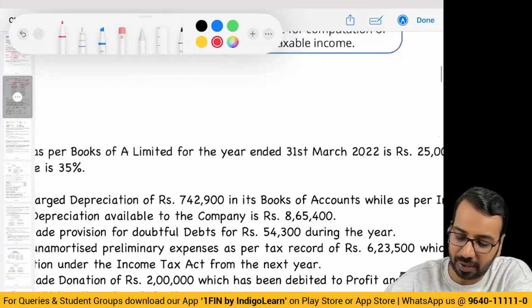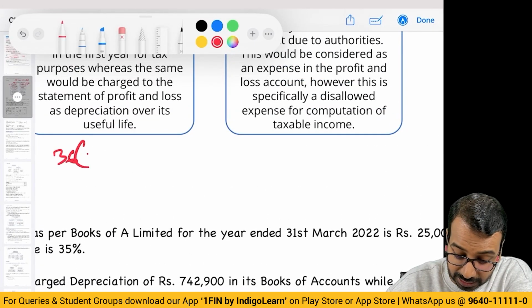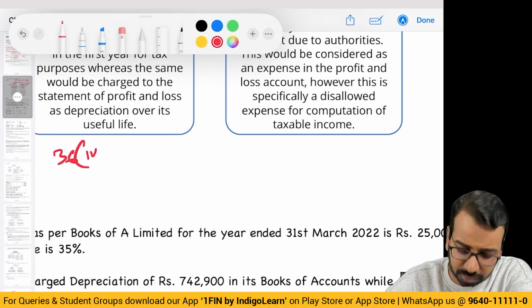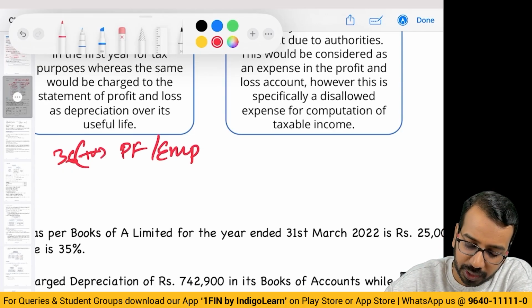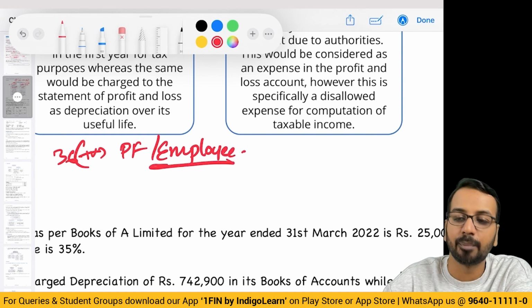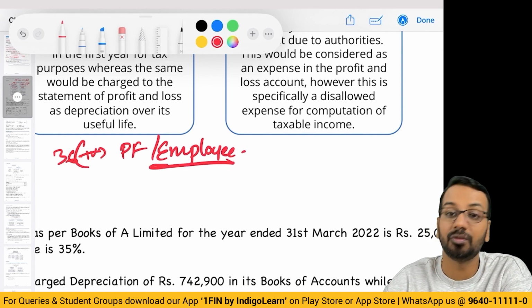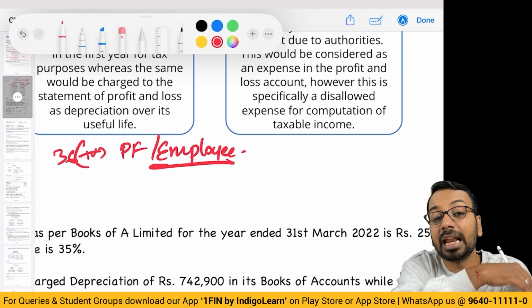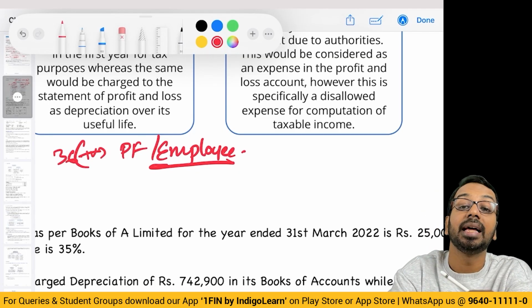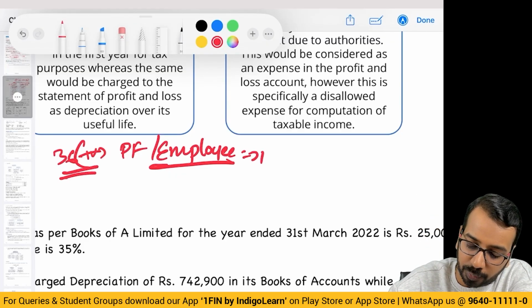Same way, we have one section under 36, I think 36(1)(va), where PF of employees is concerned. If the employees' share of PF is not contributed within the due date, it is disallowed. And recently there was an amendment which said it will never be allowed in the future. So that is a permanent difference.